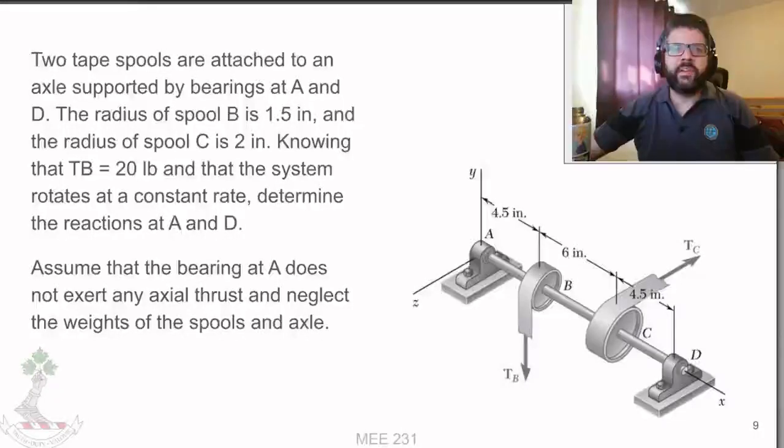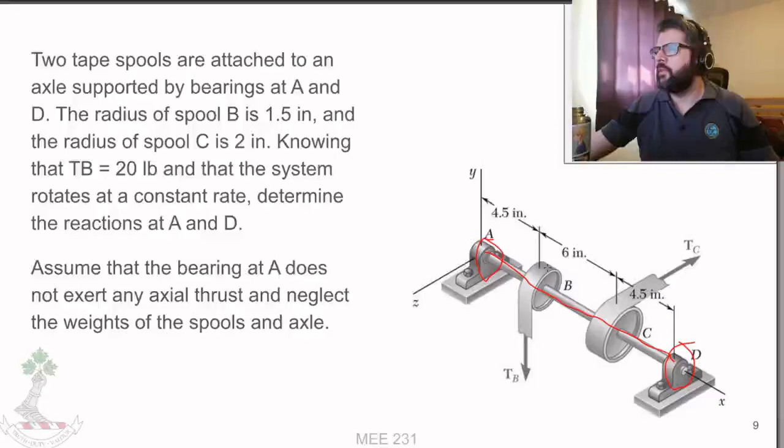So here's the next actual 3D question that I'll be covering. We've got these two tape spools on this axle. Those axles are supported by bearings. I've got the bearings at A and the bearings at D.